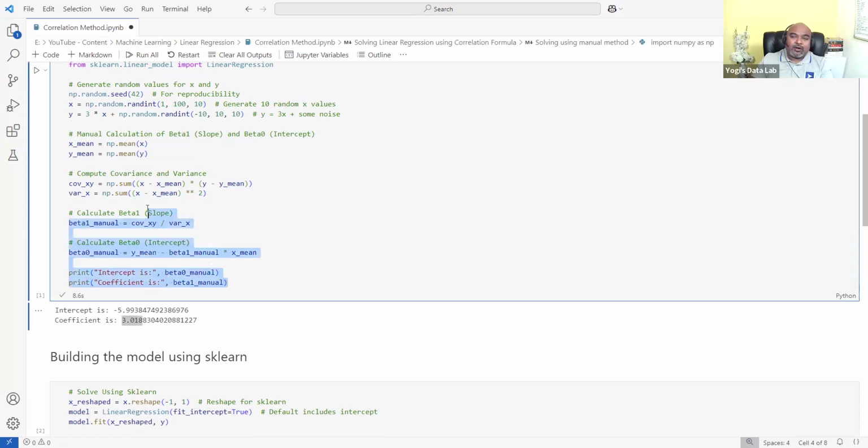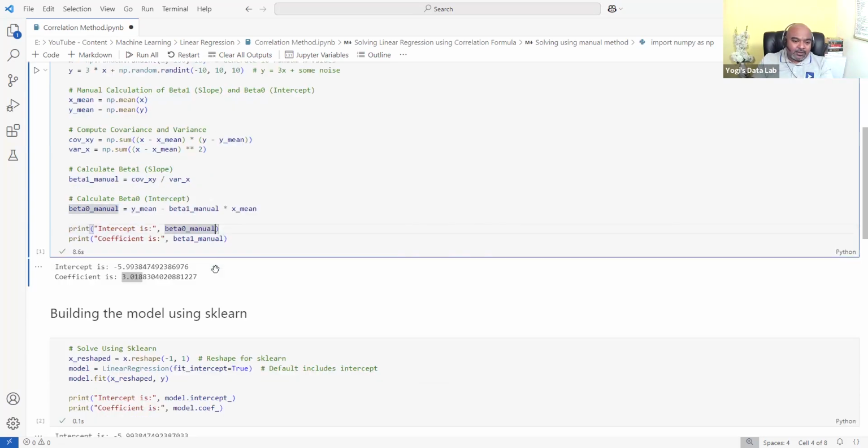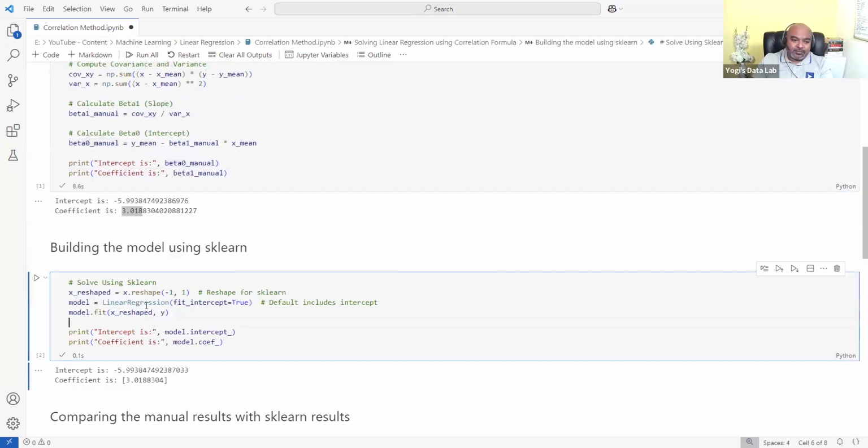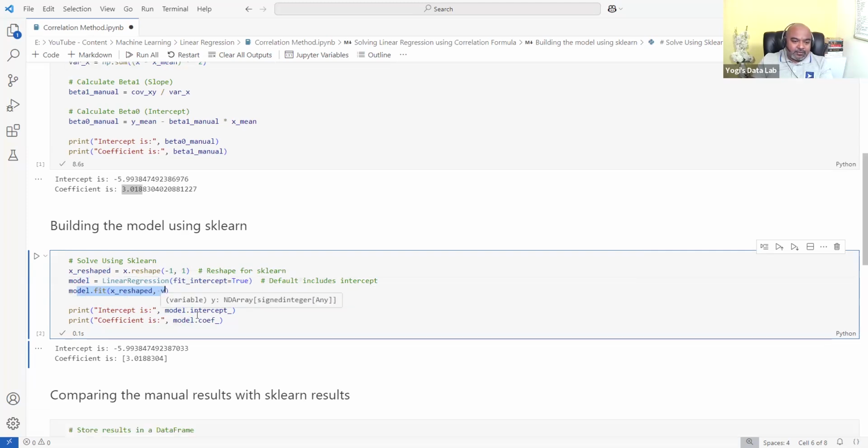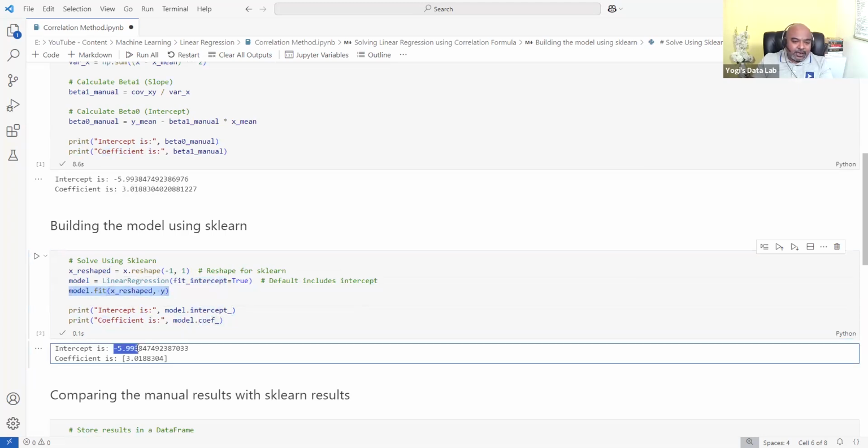Now this was the manual method, all that mathematics that we did to understand how beta 0 and beta 1 are calculated. Now let us try solving this with Sklearn. So I am reshaping the data over here for the purpose of Sklearn. And now I am running linear regression and fitting the intercept. So I am fitting the model over here. And I have printed the intercept and the coefficient for the model which I have fit. The intercept is minus 5.99 and the coefficient is again 3.018.